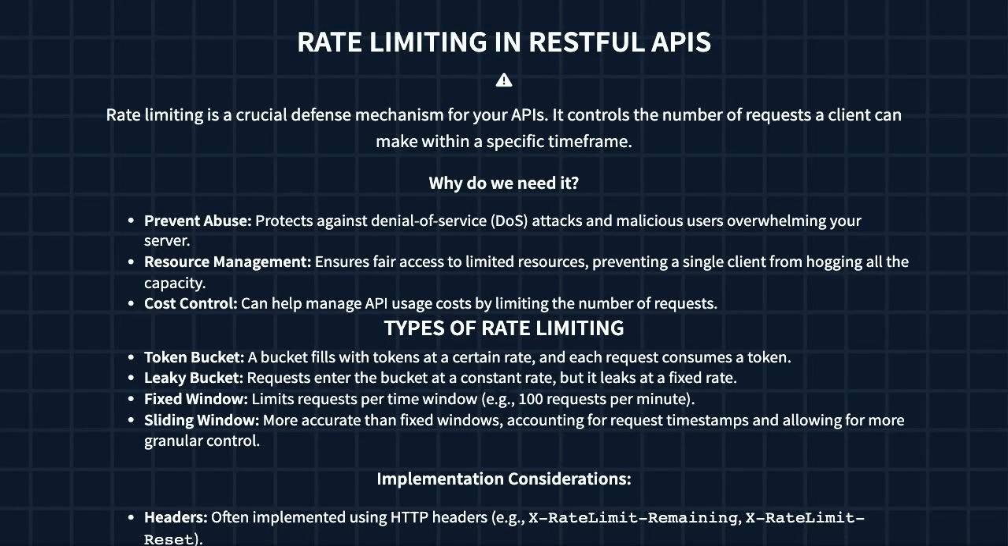Let's talk about rate limiting, a really important concept for building resilient APIs. Essentially, it's like a traffic cop for your API, controlling how many requests a user can make within a certain period. Why do we need this? Well, it protects against attackers trying to overwhelm your service with bogus requests and helps ensure that everyone gets a fair chance to use your resources without slowing things down for others.